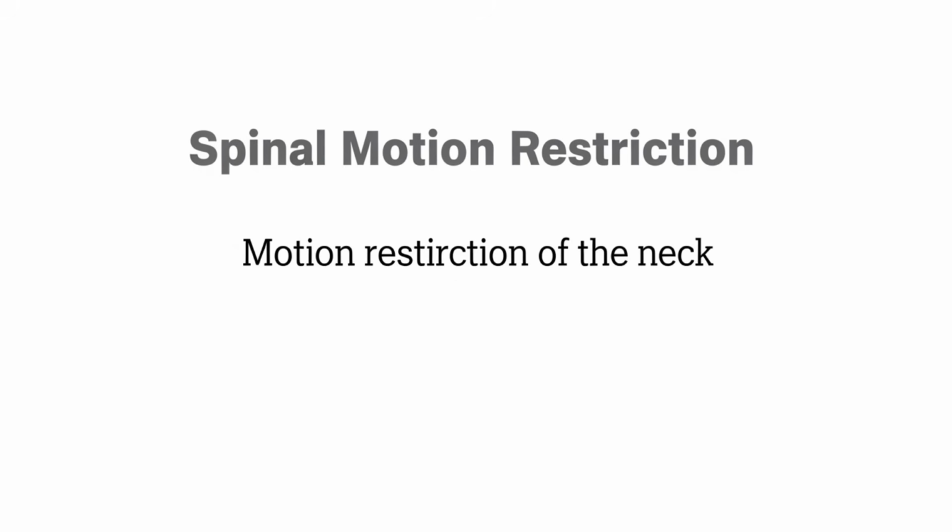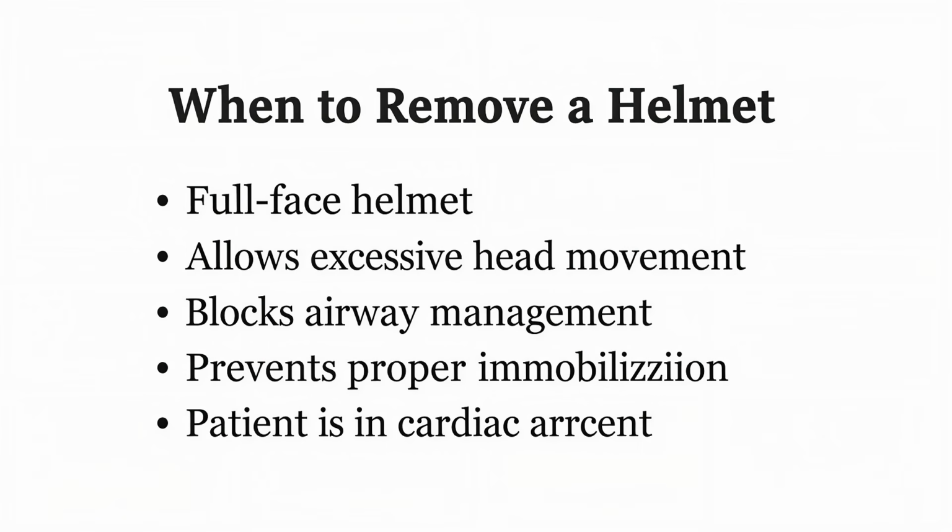For head and spine trauma, spinal motion restriction is crucial. Use a cervical collar. If you don't have the right size, use a rolled towel and tape the patient's head to the backboard. Only remove a helmet if it interferes with airway management. Be aware of the signs of specific head injuries.